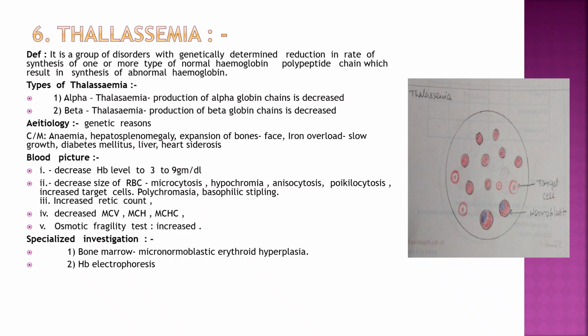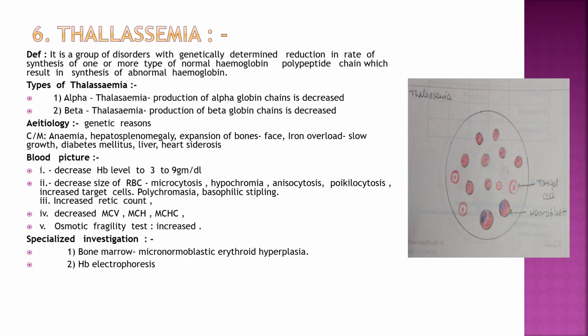In etiology, it is a genetic or hereditary disorder. In the blood picture, hemoglobin is very much decreased, less than 6 to 8 gram per deciliter. Then there is microcytosis, that is RBC size is decreased, and hypochromia, RBCs are pale, that is hemoglobin concentration is decreased in RBC. Because of size variation you can see anisocytosis, shape variation you can see poikilocytosis, and there are typically increased target cells.